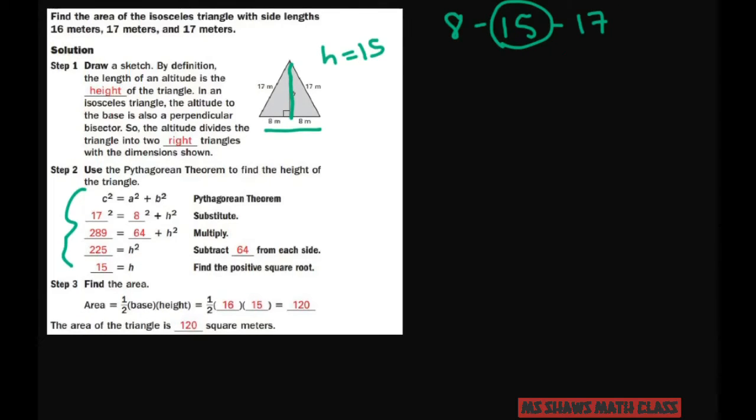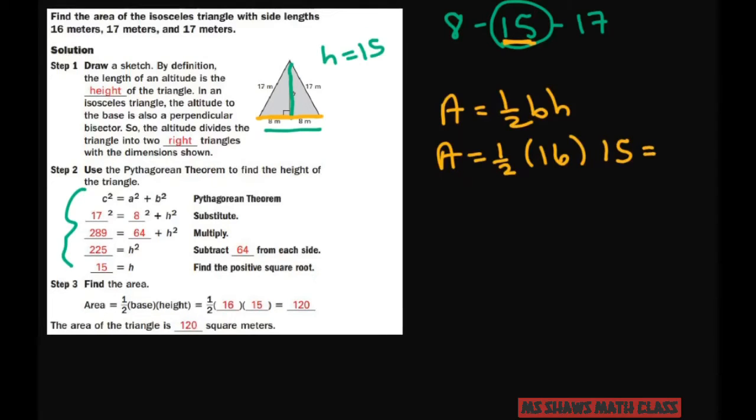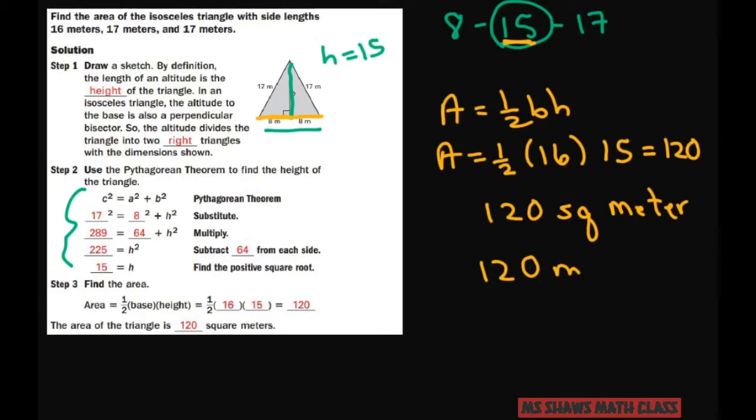Okay, so to find the area, you just do area equals 1/2 base times height. When you take the base, they want this whole base. So area equals 1/2 of 16, because 8 plus 8 is 16, times your height, which is 15. And that's going to equal 120. And since we're doing area, that's 120 square meters. Another way to write it is 120 meters squared.